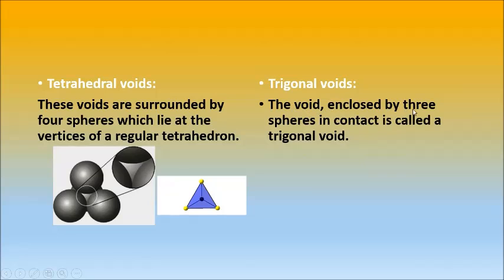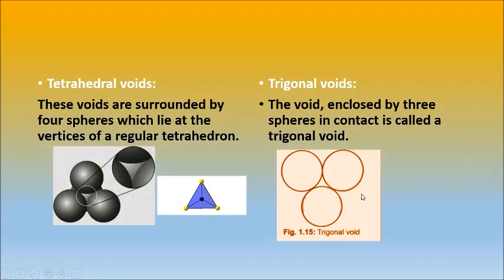The void enclosed by three spheres in contact is called a trigonal void. Now you can see here 1, 2, 3, and on the backside one more point is there, which makes it a tetrahedral shape. Now coming to the trigonal void, here you can see the three spheres are there in connection with each other, and there forms a trigonal void. So this is how we can explain the three different voids.